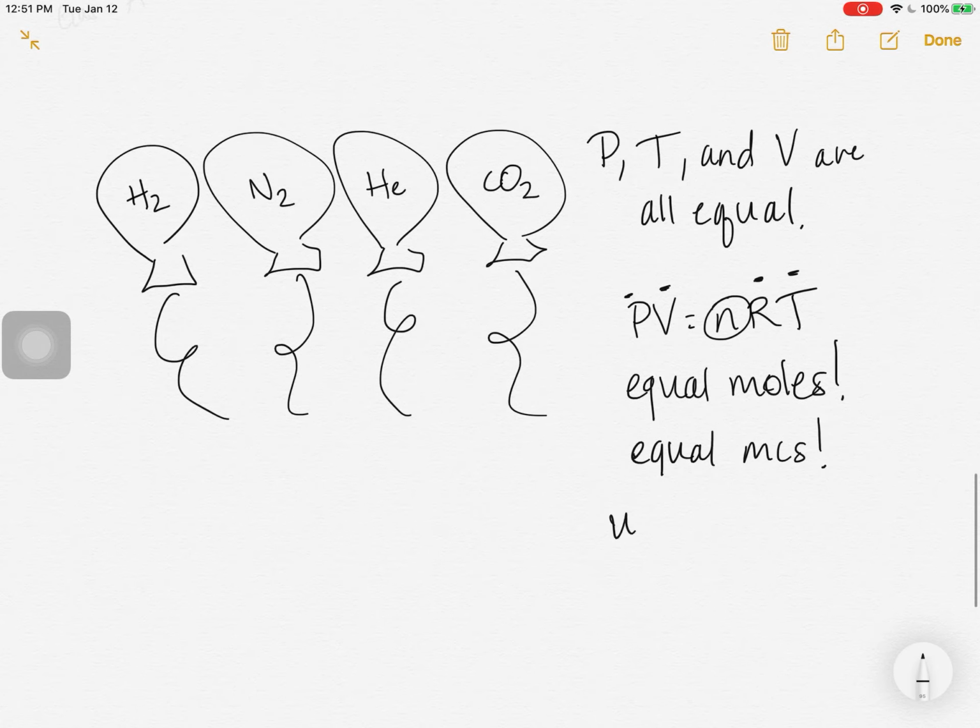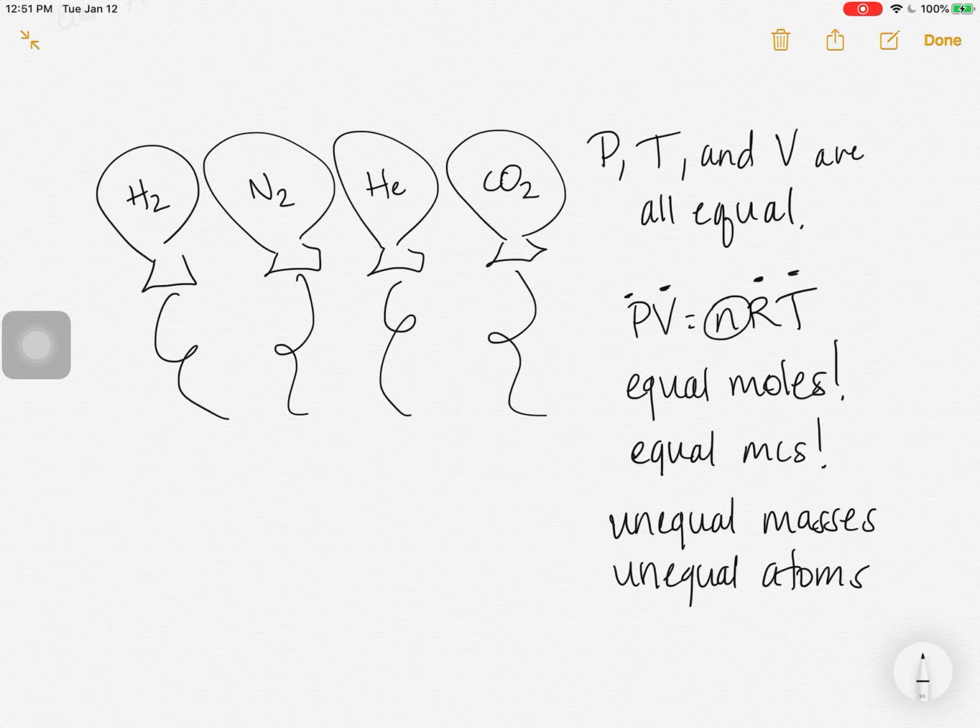Now, I'm not going to have equal masses because their molar masses are different. And I'm not going to have equal atoms because we know in this case I have 3 atoms in a molecule. This is an atom, so this one is the least number of atoms, and then these two have 2 atoms for every molecule. Okay, so if I had to answer the question of which balloon would weigh the least, it would be H2, right? Because it's the least massive in terms of its molar mass. CO2 would be the heaviest.